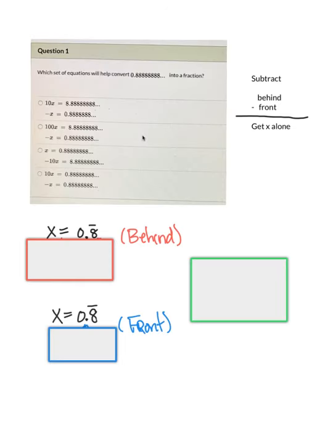Hi, today we're going to be going over the repeating decimals and the Pythagorean theorem quiz. This is your reteaching video, and so hopefully you can understand what you got wrong on your quiz.